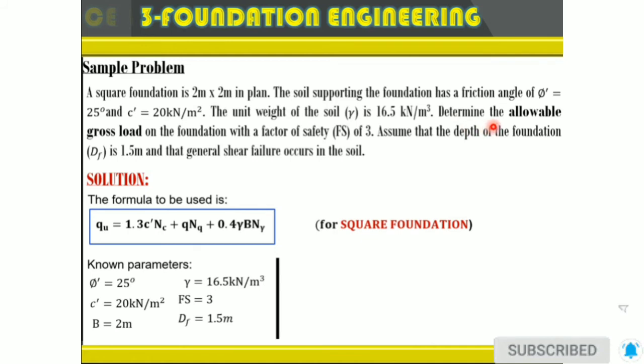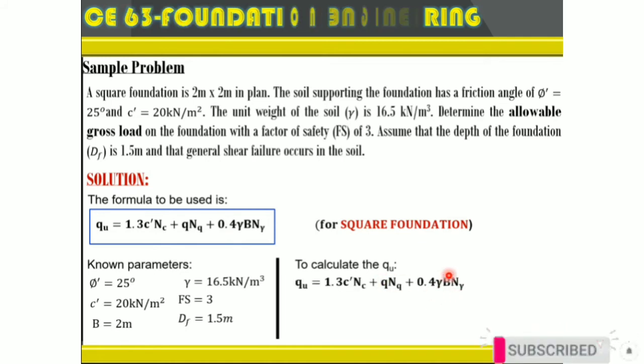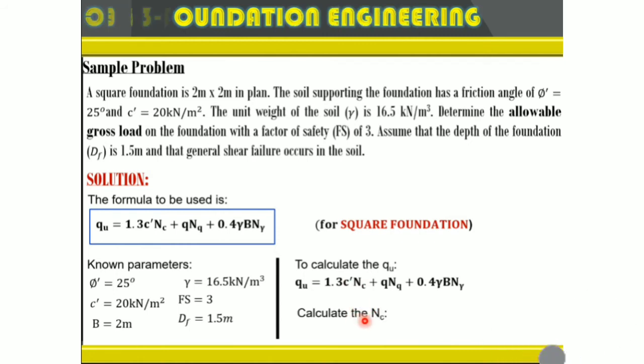So we are going to determine the allowable gross load. We need to calculate first, since our formula for this square foundation is qu equal to this. So we are going to consider this formula, and after this we do not know the value of our Nc. We have this c prime which is 20, but this Nc, this bearing capacity factor, is still to be determined. So we are going to calculate now the Nc.